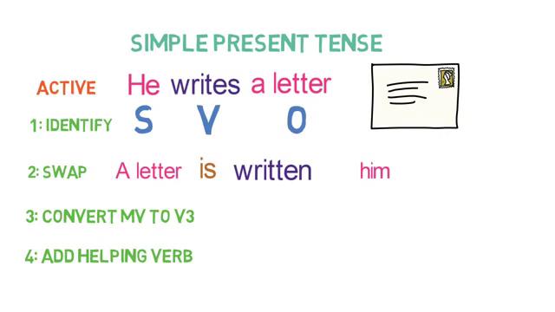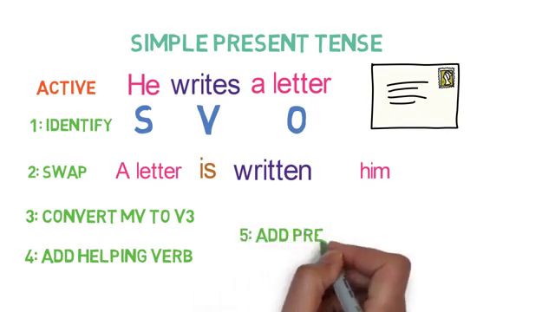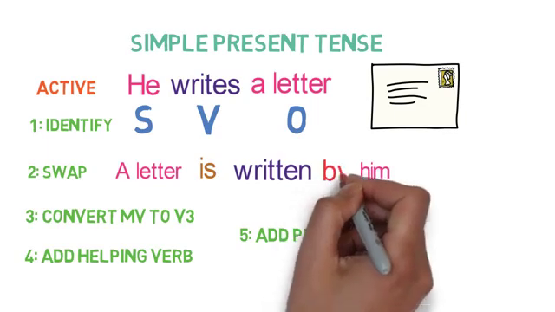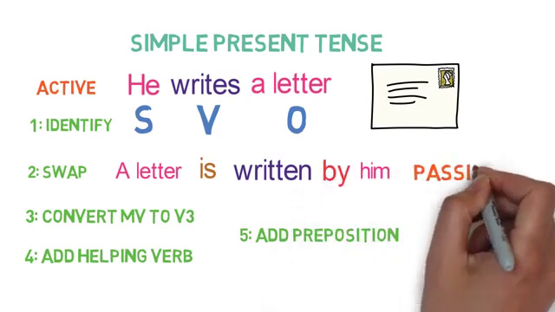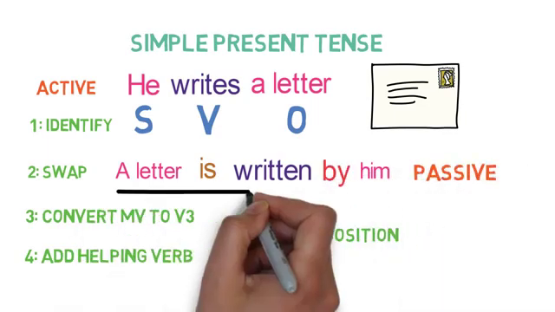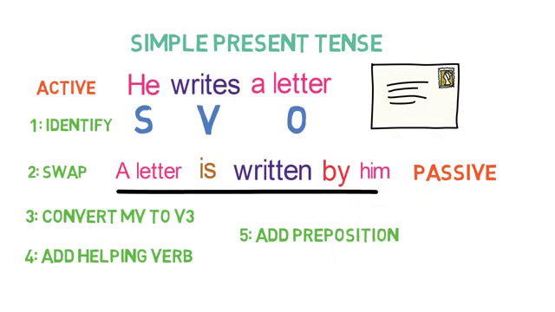Now, if you read the sentence, it is: a letter written him. Do you think that the sentence is complete? No, it's not. That's where step 5 will come. In step 5, we need to add by before him. Now, the whole sentence is completed. A letter is written by him. I hope you are clear with all the steps.